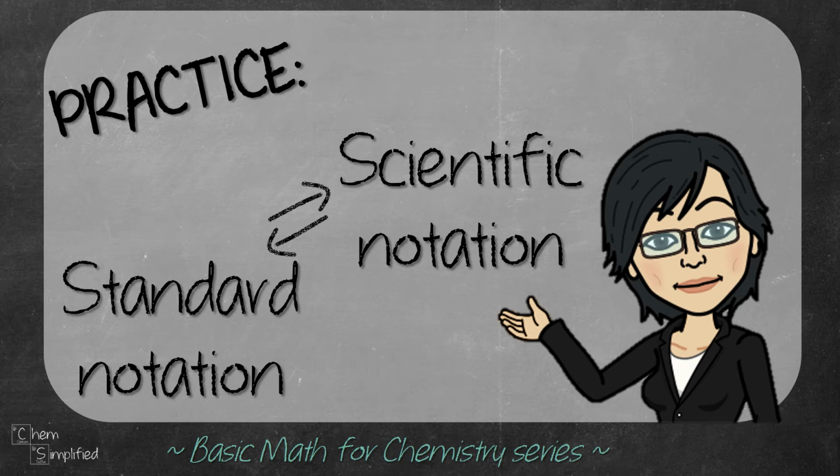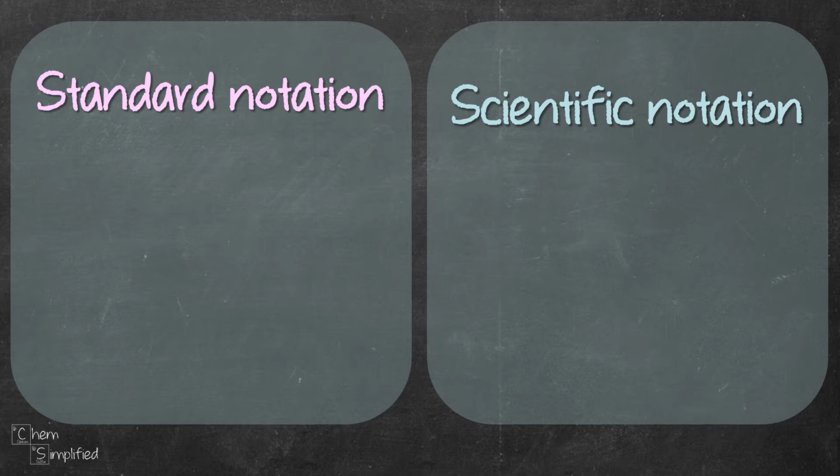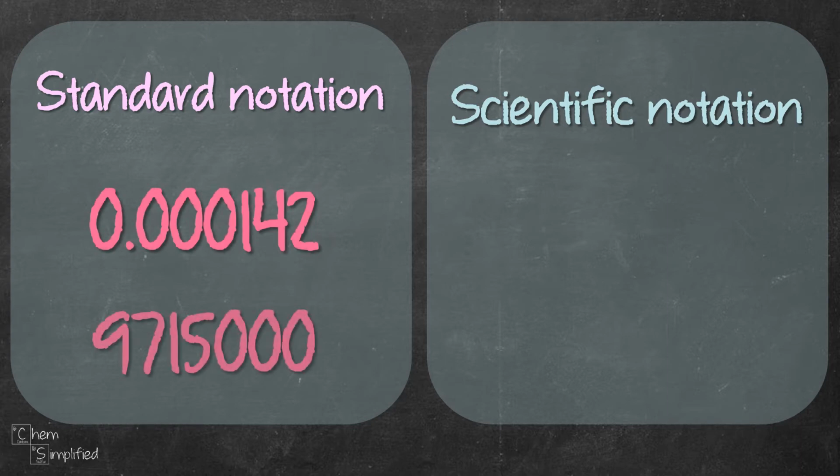In this video, we're going to practice converting from standard notation to scientific notation and vice versa using 3 examples. So what is standard and scientific notation? Standard notation is basically how we normally write out our numbers, like 0.00142 for small numbers and 9715000. That's a large number.